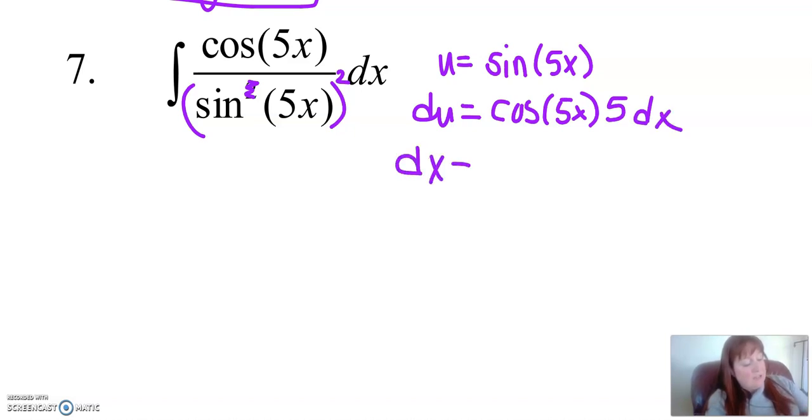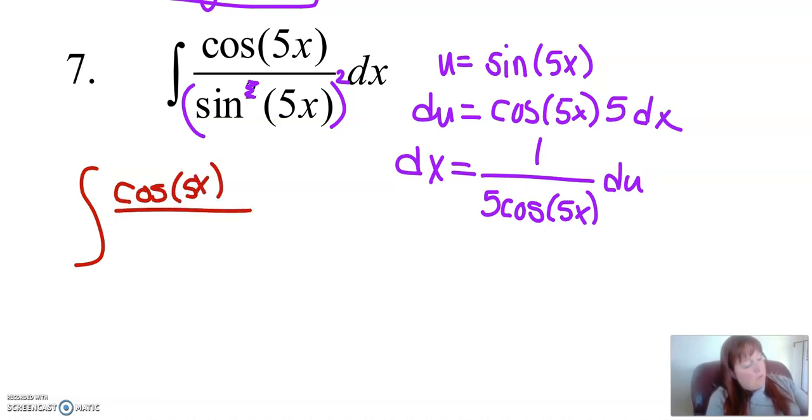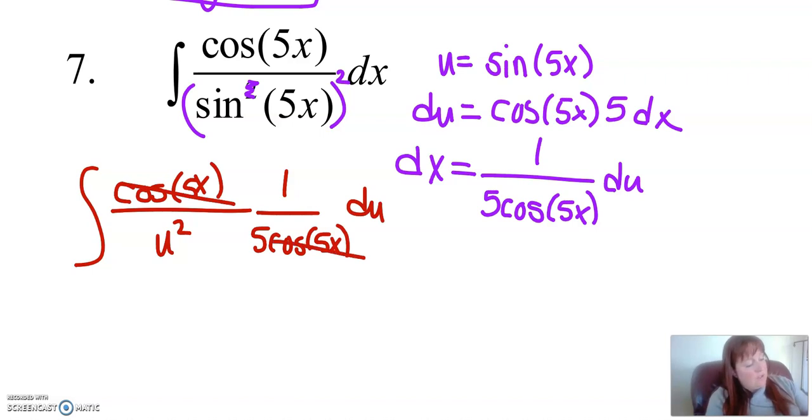So we have dx equals du over 5 cosine of 5x. This is going to help us a whole lot because now we have a cosine on top and a cosine on bottom. We can cancel them out, right? Okay, so let's come back over here and let's do our U-substitution. So we have cosine 5x on top. We have u squared on bottom because u was sine 5x. We have 1 over 5 cosine of 5x, and then du. So there's cosine 5x, there's cosine 5x.